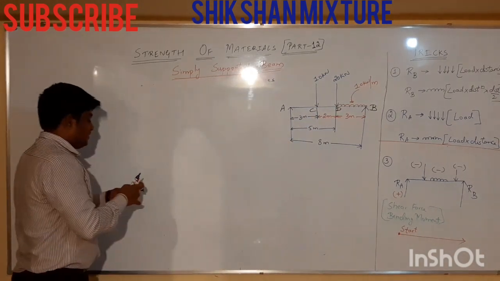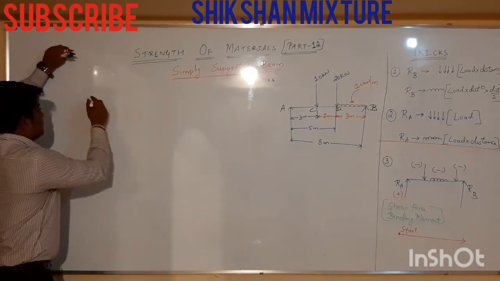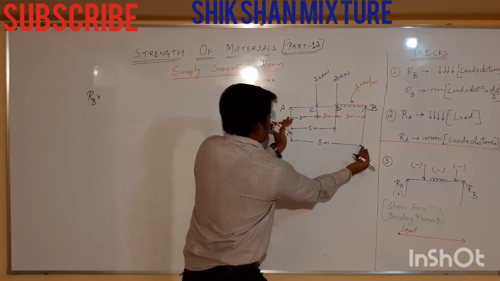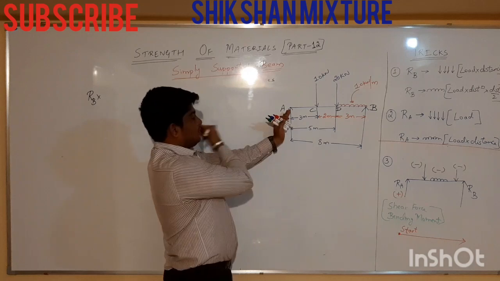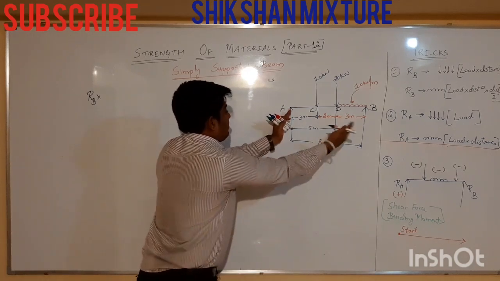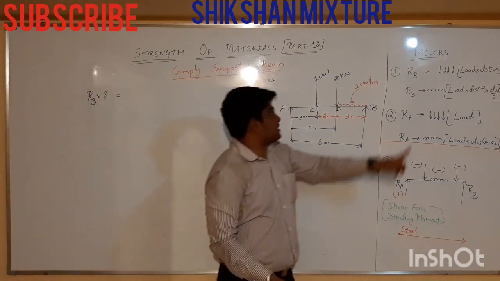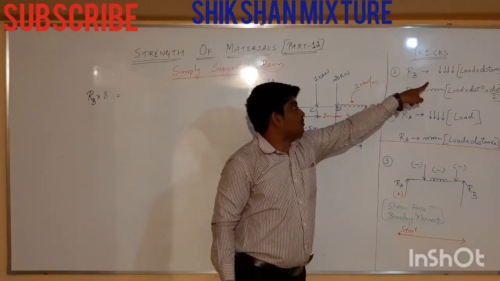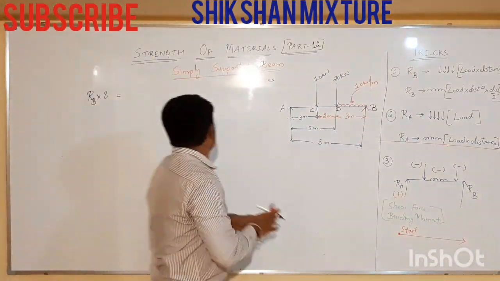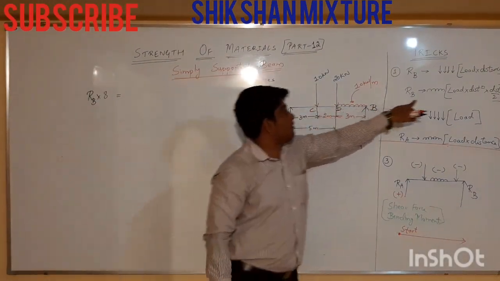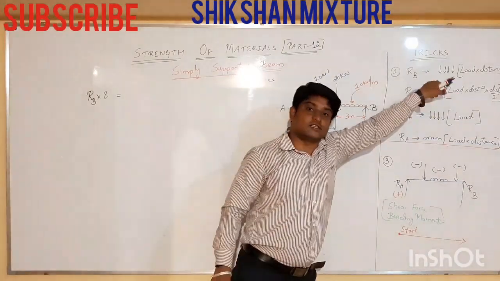First thing, we need to find RB. What we need to find? RB, that is reaction. RB into distance. Take all the loads towards A. That is RB into 8. What the trick says: RB into 8 is equal to, if point load is there, load into distance. If UDL is there, load into distance, distance divided by 2.